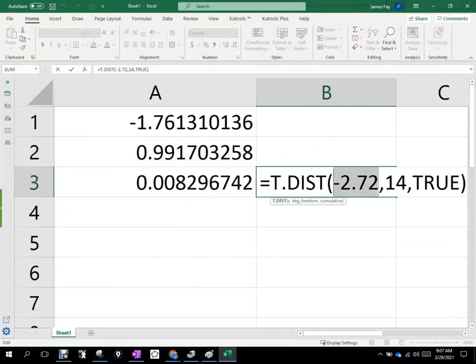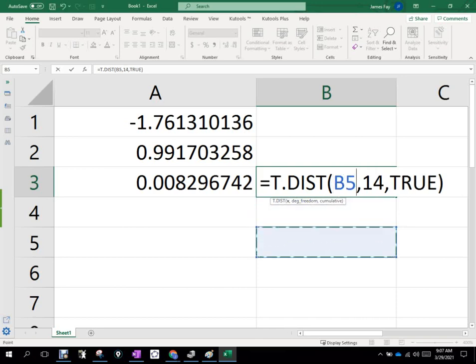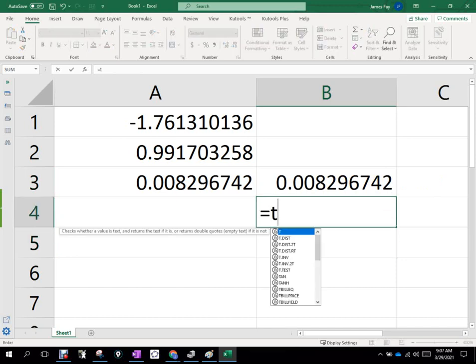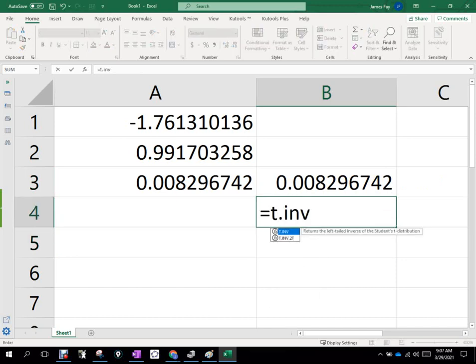Basically right now we don't know that number. Okay? We're trying to find that for 1%. So we actually have to use the inverse to do that. So I'm going to write here, go equals t dot inv.